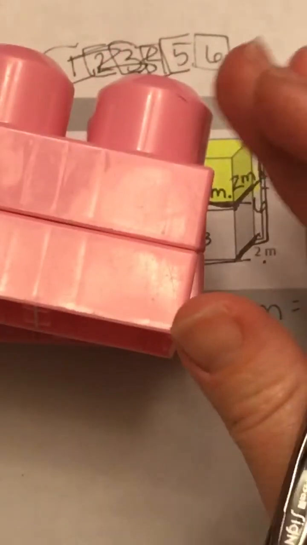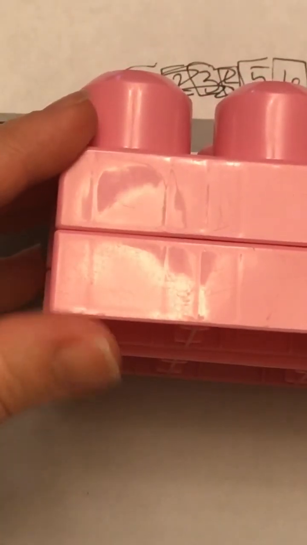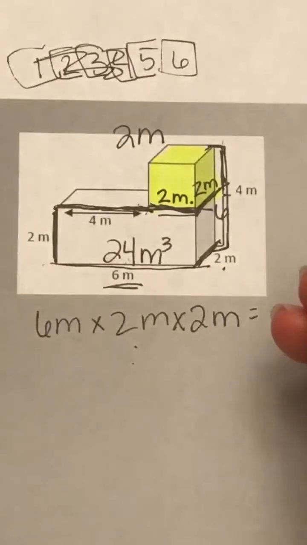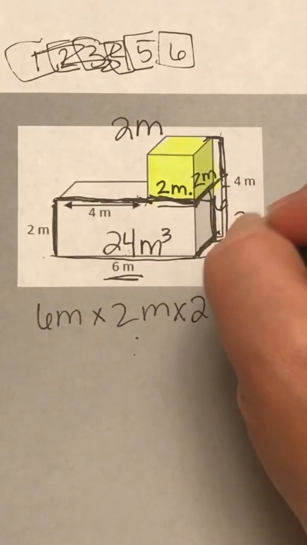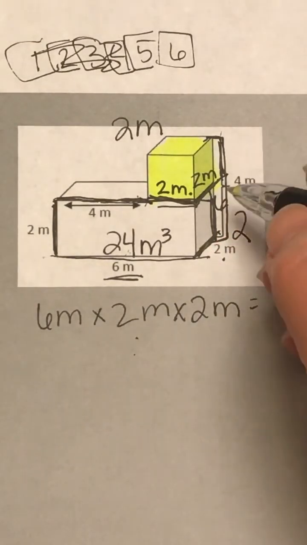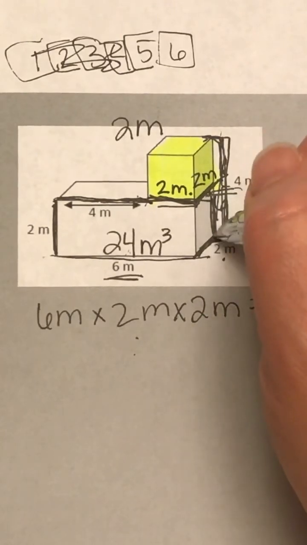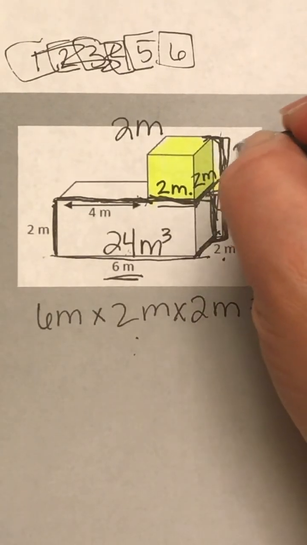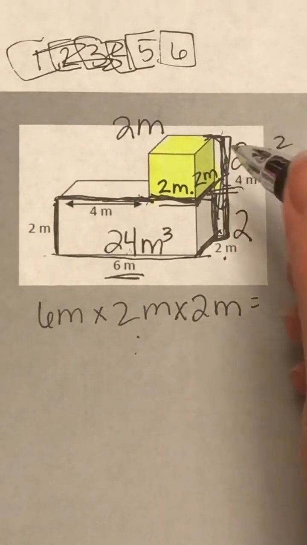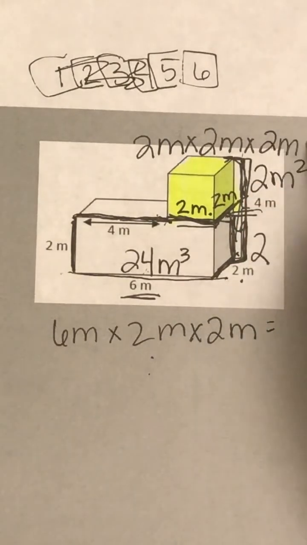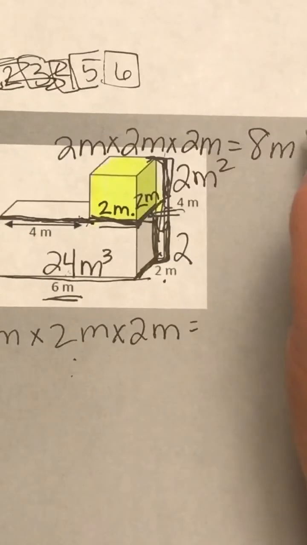And if I look just at my rectangle, this corner and this corner are going to have the same measurements. So if this side is a 2, that means that this side is a 2. And if the whole line is a 4, and I've used 2 of it down here on the bottom, that means that the height of this block must be 2 as well. So now I have my 3 measurements, 2 meters times 2 meters times 2 meters, which gives me 8 cubic meters.